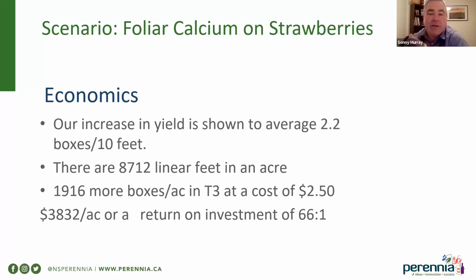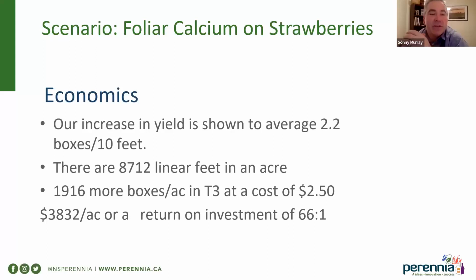That's at a cost of $2.50 a box for strawberries, and people are going to think, oh, it's a pretty cheap box of strawberries, but I didn't include the picking cost in there, right? Because we still have to incur that cost. If we didn't have that extra yield, we wouldn't have that cost. So I set my price at $2.50 per box. So that gives me an extra $3,832 per acre, or a return on investment of 1 to 66.